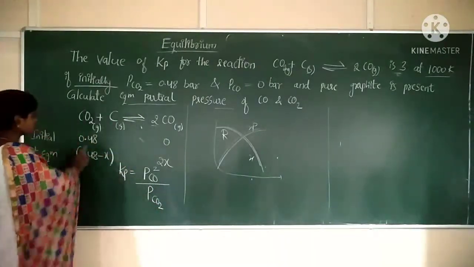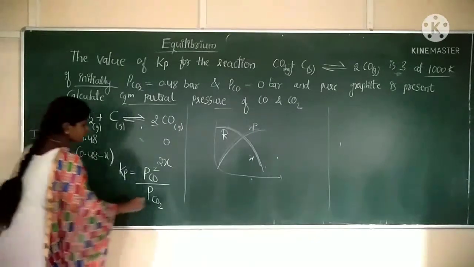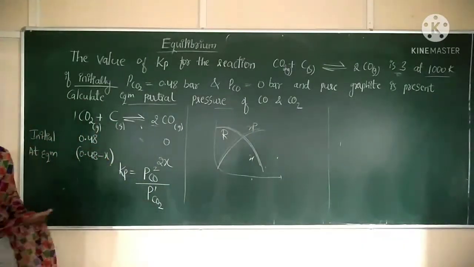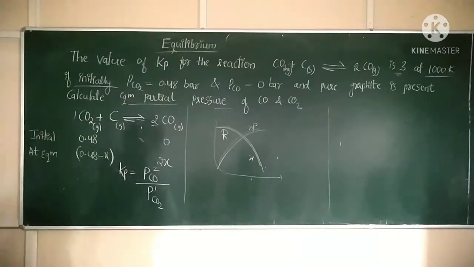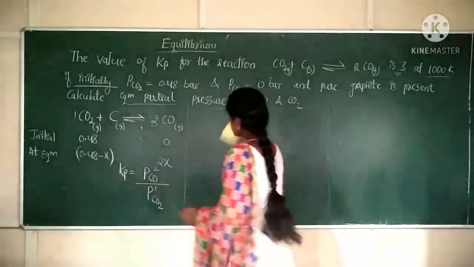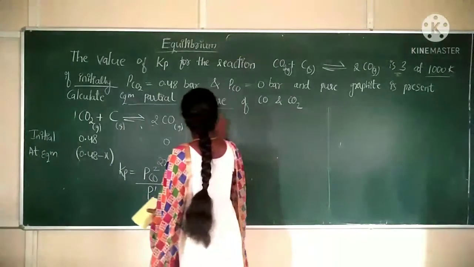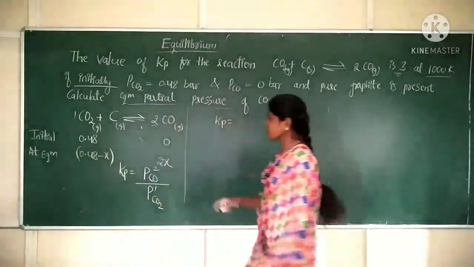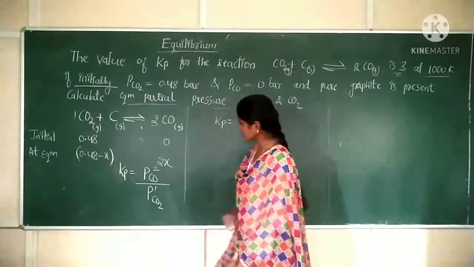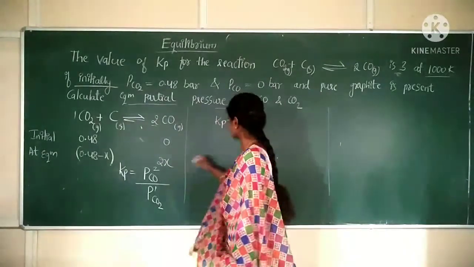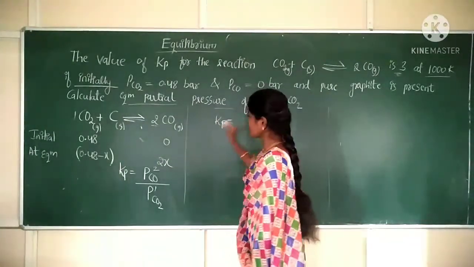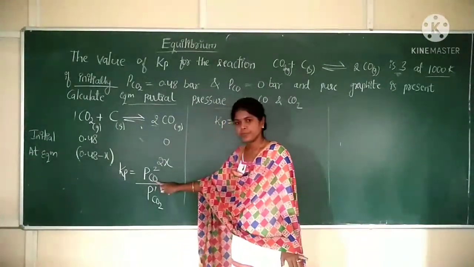Now, partial pressure of CO2. What is its coefficient? Coefficient is 1, so power 1. Clear? Now substitute the values. What is Kp? Equilibrium constant. At equilibrium, what is the partial pressure of carbon monoxide? It is 2x. Correct?